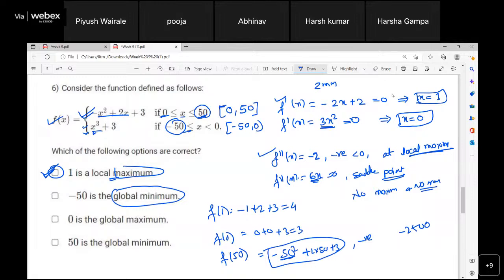What we are getting will be very less. So if I put -50, so -50 cube plus 3, it will be less than this also, right? So -50 will have the global minimum value, right? So these two options are correct. Anyone, any doubt how to find out the global minimum and maximum value? You have to check for the interval also, like boundary points also.